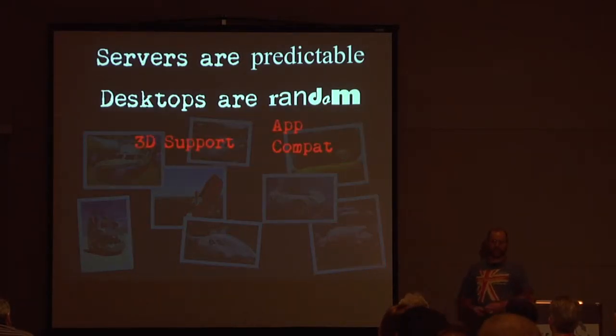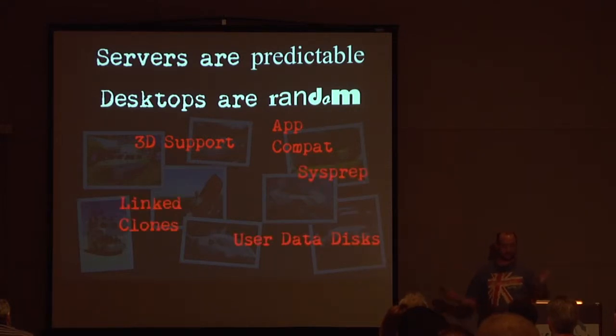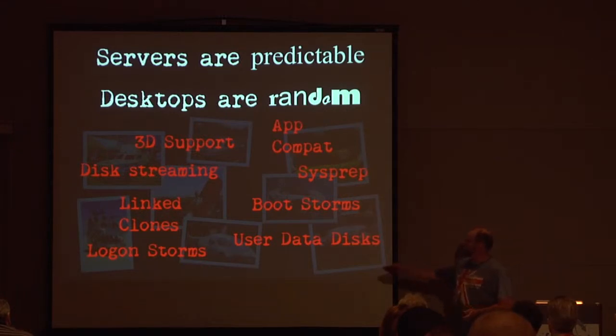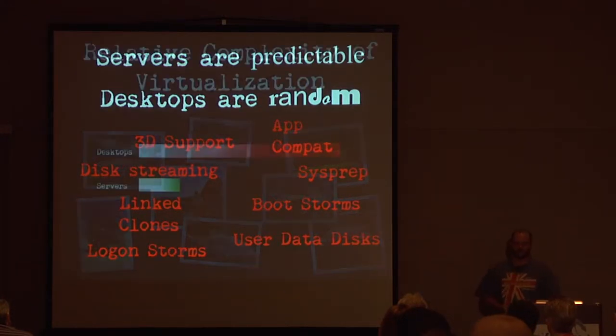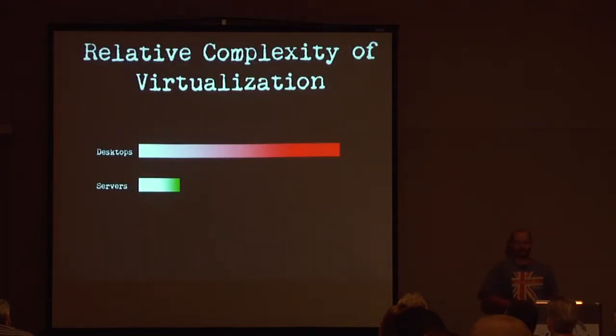The application compatibility, 3D support, sysprep, user data disk, linked clones, disk streaming, boot storms, login storms, hell, there's AV storms. All of these things are things that we never had to worry about with servers that we have to worry about with desktops. I mean, maybe a few of those, but not to the scale that we have to worry about them with desktops. So desktops are red and servers are green.